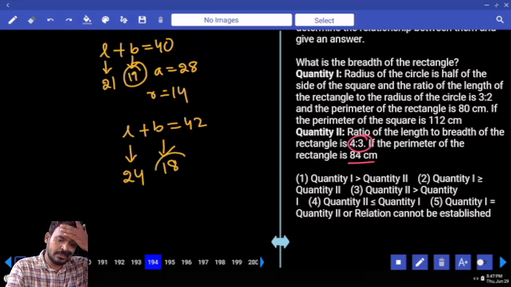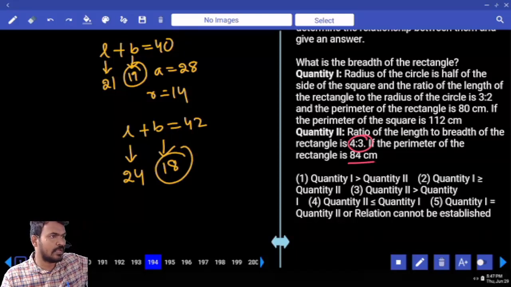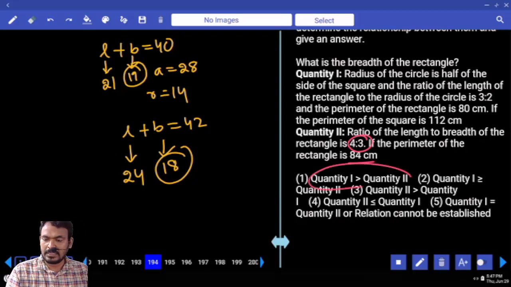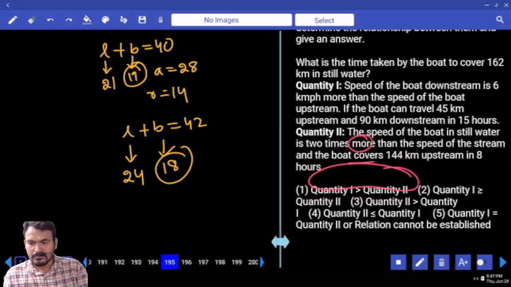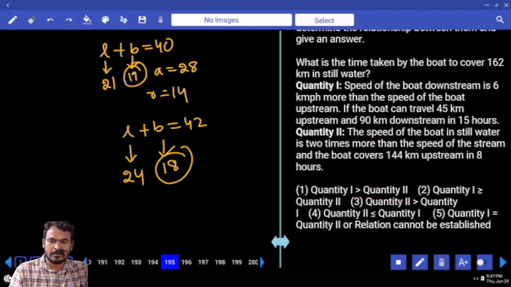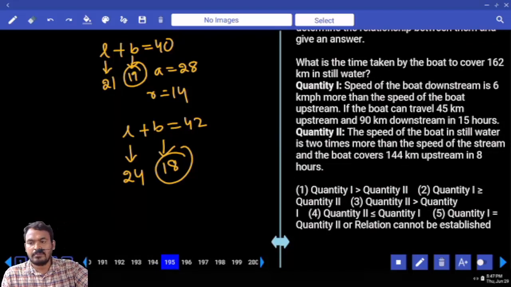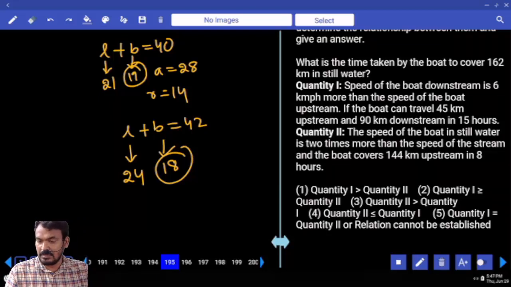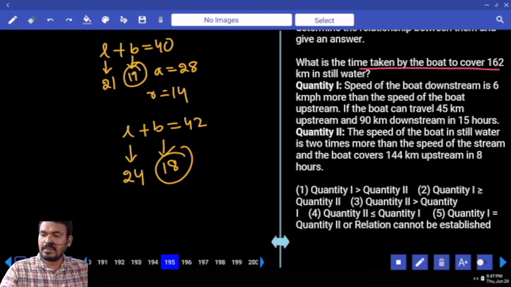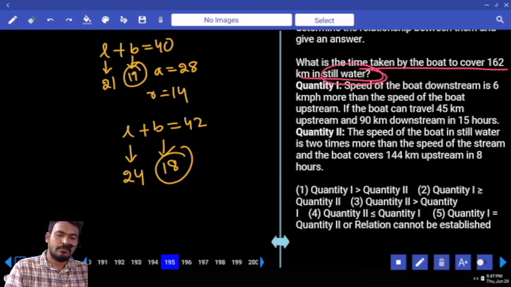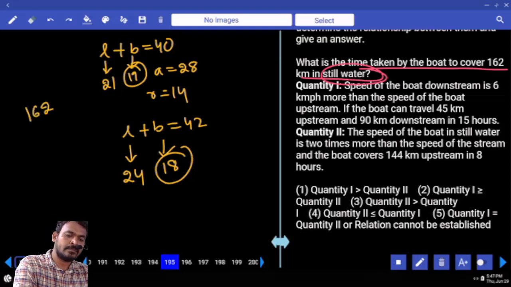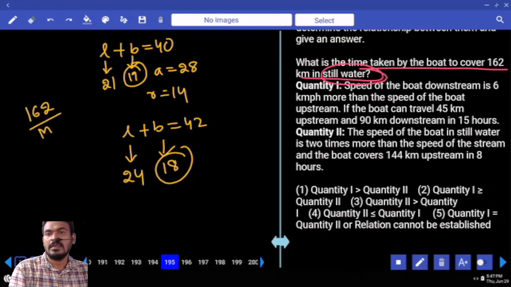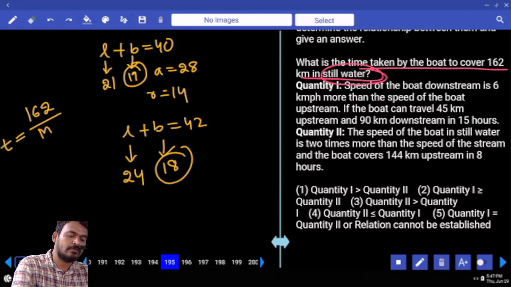Breadth. Breadth means 18. What is the Q1 value? 19. Q2 value 18. Then answer: Q1 is greater than Q2. Next, 195. What is the time taken by the boat to cover 162 kilometers in still water? The required time taken by the boat to cover 162 kilometers in still water, we write 162 by M or S? M. That is equal to the time value.